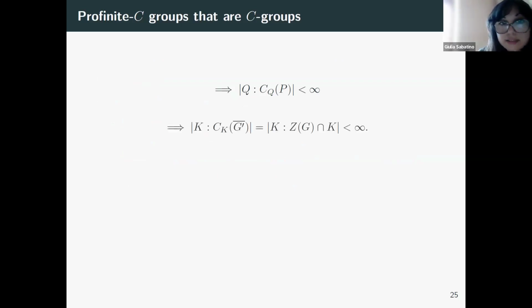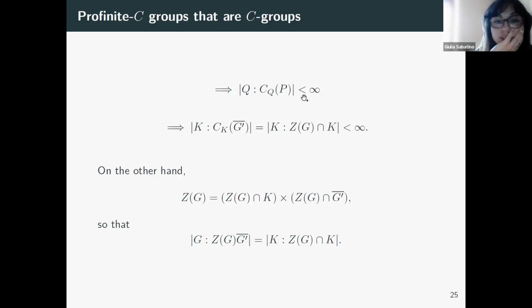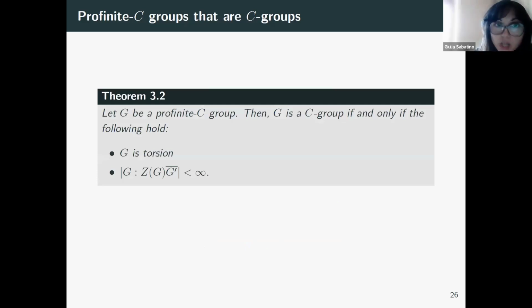So in particular, the centralizer of G prime bar in K has finite index in K, but this is equal to this index. On the other hand, since our group is a semidirect product of two abelian groups, we have this condition on the center. So we have that the subgroup given by the product of the center and the topological closure of the commutator subgroup has finite index in G. Since the converse is also true, we provided a necessary and sufficient condition for a profinite C group to be a C group, which is to be torsion and to have this index finite.